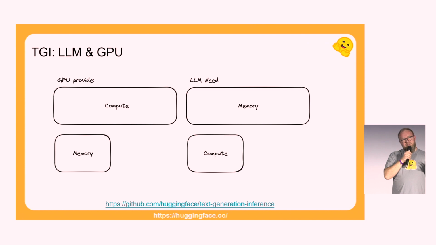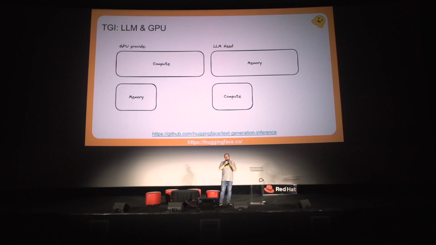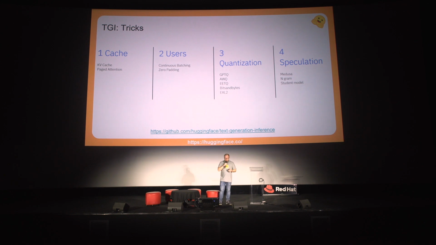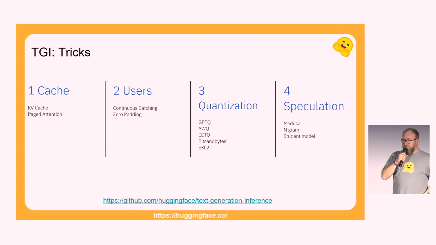What is very interesting regarding all the optimizations we did on TGI is that at the beginning of our project, we had GPUs with a lot of compute, which is good for training, and little memory. On the other side, we have LLMs, which need a lot of memory but little compute. So we started to do some tricks. We worked on the cache, on the user side, on quantization, on speculation, and we are still improving the project a lot.